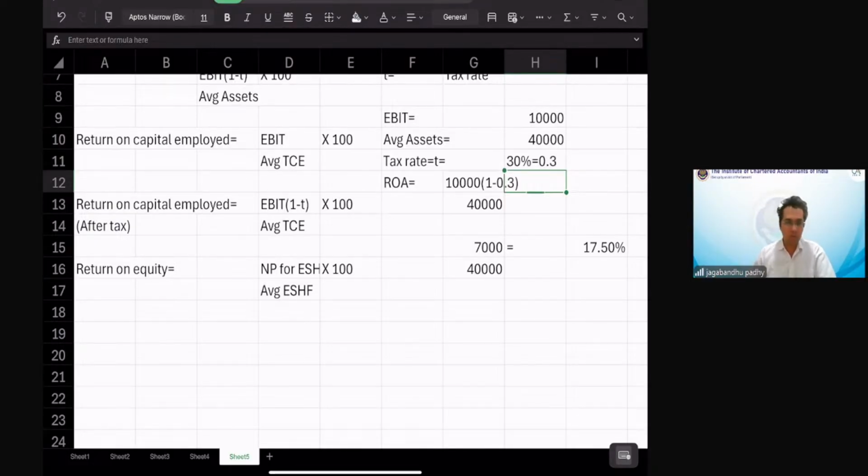Okay. These are the return ratios which are going to tell us what all numbers. Why are we doing 1 minus T? We are making it an after-tax, post-tax number, after subtraction of the tax. We are making this EBIT number after tax. So net profit for equity shareholders is different because that is computed over here.